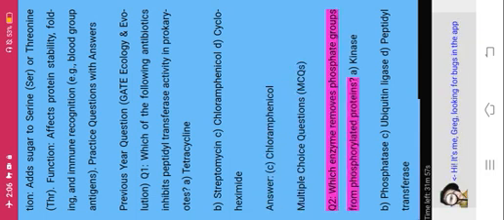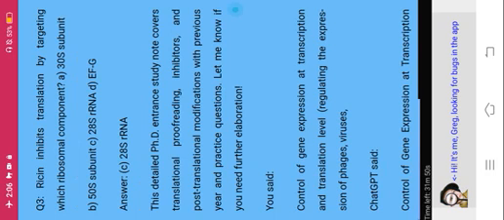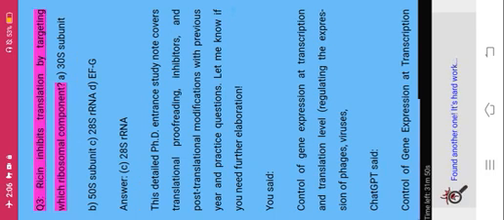Q2: Which enzyme removes phosphate groups from phosphorylated proteins? A. Kinase. B. Phosphatase. C. Ubiquitin ligase. D. Peptidyltransferase. Answer: B. Phosphatase. Q3: Ricin inhibits translation by targeting which ribosomal component? A. 30S subunit. B. 50S subunit. C. 28S rRNA. D. EF-G. Answer: C. 28S rRNA.